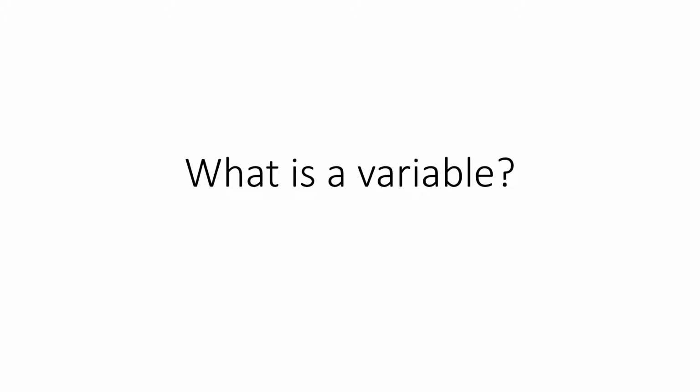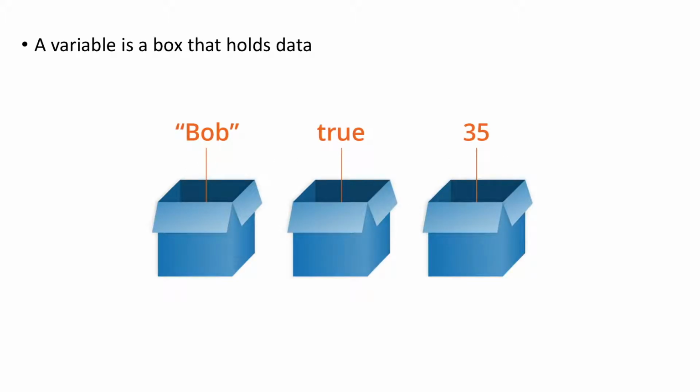So what is a variable? Pretty much all programming languages have variables, and they are extremely useful when writing programs. You can think of a variable as a box that holds data. This data can be practically anything like a number, true or false value, or even letters and words. So how can we use these variables in C++?